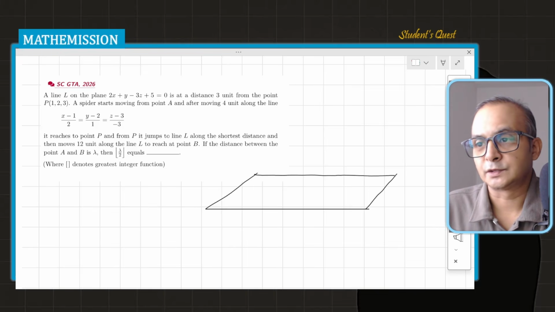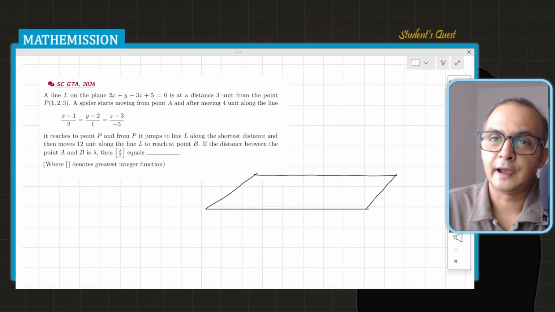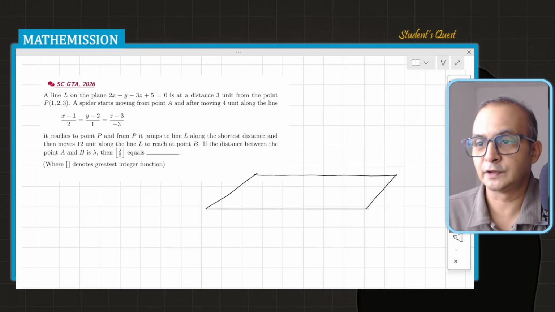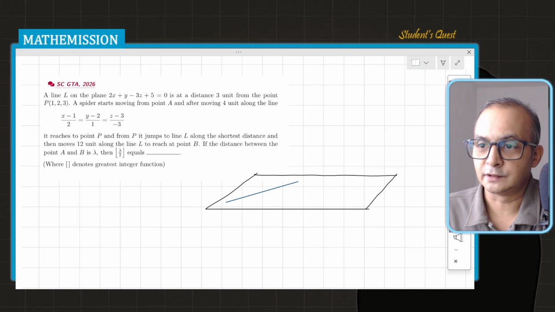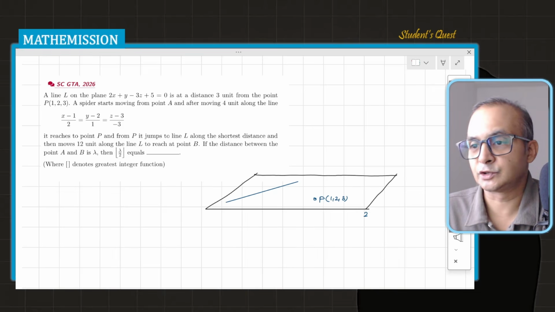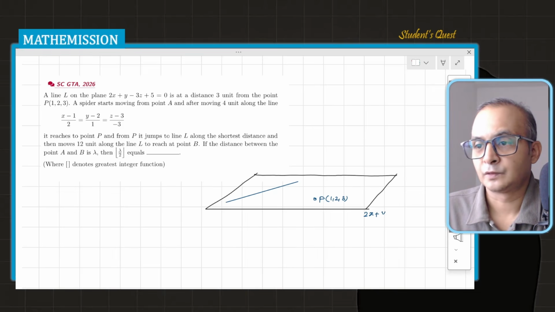Let me draw it. Suppose you have a plane like this, and the point P, which is (1, 2, 3), is 3 units distant from a given line in the plane. Suppose the line is also given here inside the plane, somewhere here. And there's a point P also here, given in the plane, that is (1, 2, 3). And this plane has the equation 2x plus y minus 3z is equal to 0.